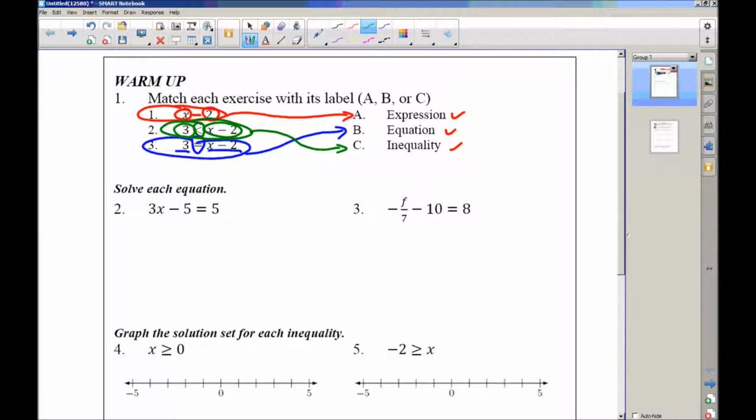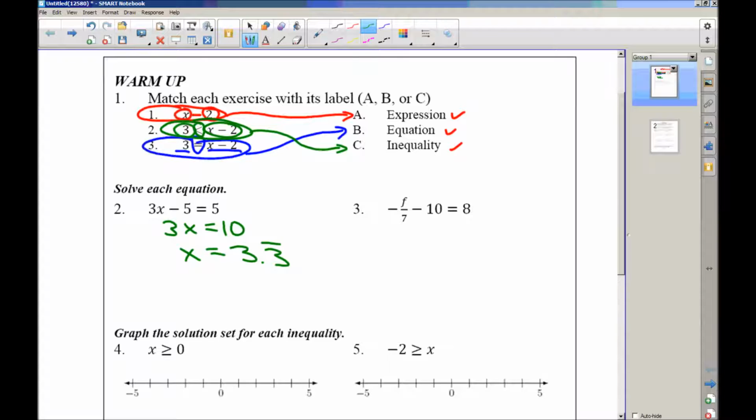Okay. All right, number 2, solve each equation. So in this one, this is a two-step equation. So we add 5 to both sides to get 10. And then we divide both sides by 3, and we can write this as either a decimal or a fraction, and I'm going to go with a recurring decimal this time. So this will be 3.3 with a bar.